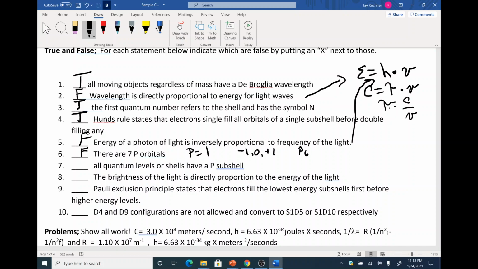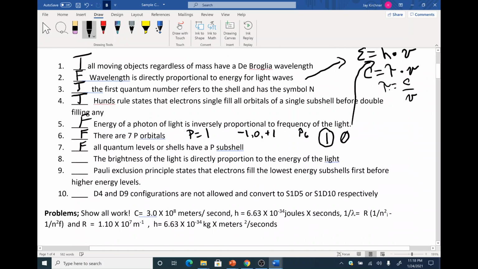All quantum levels or shells have a p subshell. Okay, if you're quantum level 1, what can your l be? 0. What is 0? s. Can you have a 1 or a p subshell in a 1? No. So basically, this is false because the first quantum level cannot have a p subshell. It's only the second one that has it.